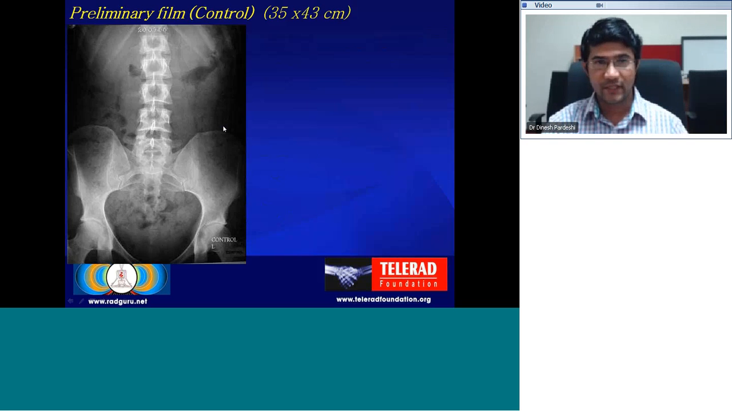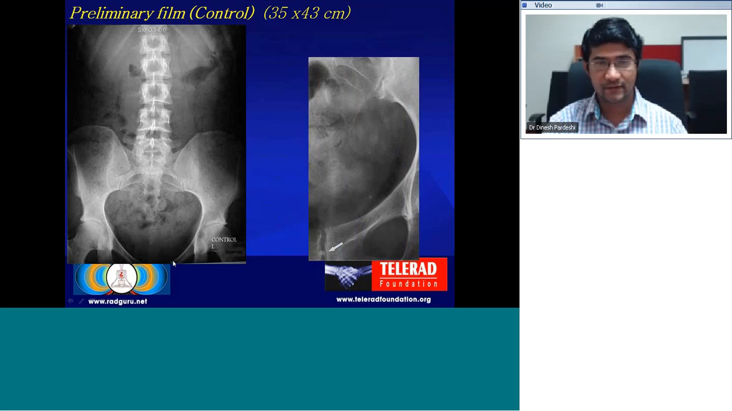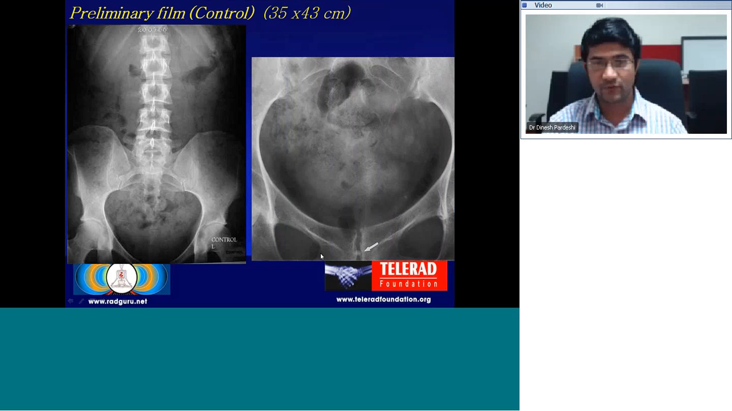For example, in this film, which is the preliminary film or control film or spot film, typically 35 by 43 centimeter large film, here we can see the normal outline. But the one factor which is wrong in this film is the pubic symphysis is not entirely included. What we miss by not including the pubic symphysis is, in the same patient, when the pubic symphysis is included, a radiodense calculus is seen overlying in the midline, which was not seen in this film just because the area of coverage was low.